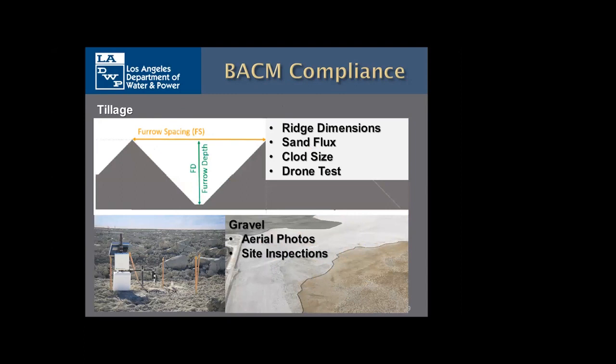Tillage is very basic. It's based on dimensions to determine the aerodynamic roughness of it. We have the furrow spacing and furrow depth. We have to maintain specific ratios of performance. We also have clod sizes, and that cloddiness is represented in this picture here. It usually happens in more clayey soils as opposed to sandier soils. For gravel, we use aerial photography and site inspections. You have to have 100% coverage.